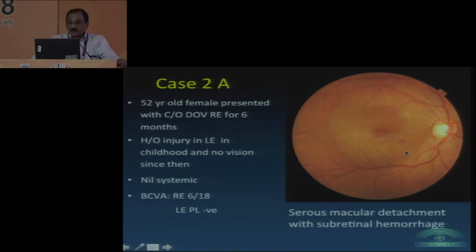So immediately everybody would jump in and say it's a case of central serous. What is it? When you say there is a serous detachment, what would your diagnosis be? So is there any other abnormality that you're seeing in this case? There is something here. There's a subretinal hemorrhage. How often do you see a subretinal hemorrhage in a case of central serous retinopathy?